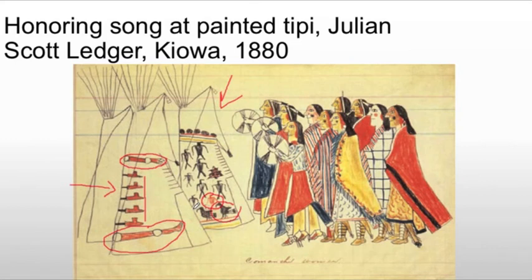The dancers are wearing traditional clothing. In the front row, we have a mix of men and women. In the second row, it's all women. And in the back row, we have a mix. And they're wearing traditional clothing. So this is all speaking to traditions from before the reservation period.